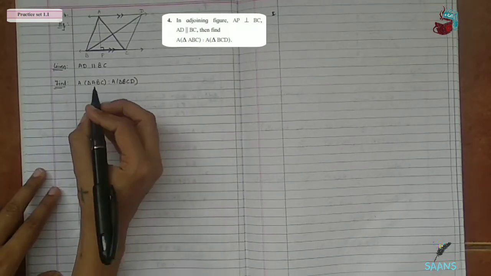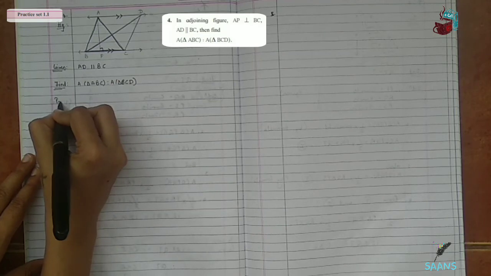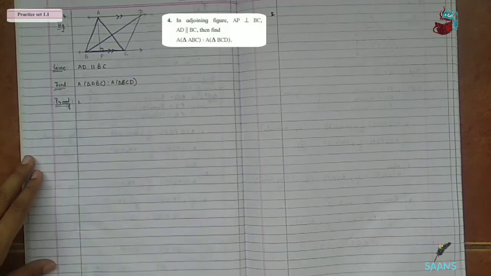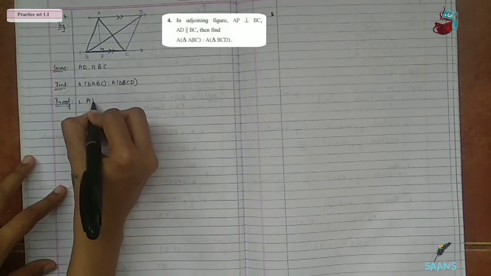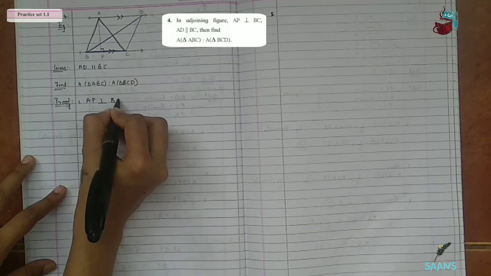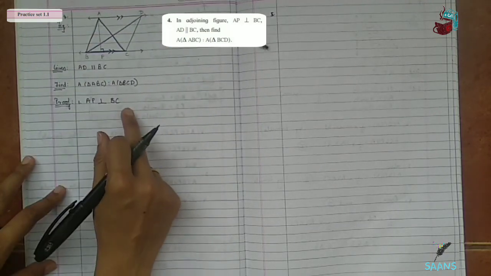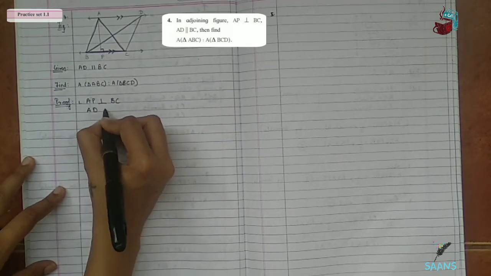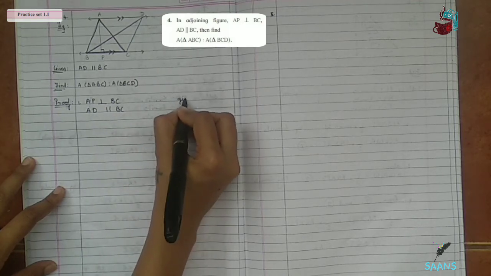But how do we write it down? Okay, proof. First one, as I told you all, write everything. AP is perpendicular to BC. Why do we have to write the reason? Because this becomes the height, so the height also has to be mentioned here. We know where everything is coming from. AD is parallel to BC. All is given.